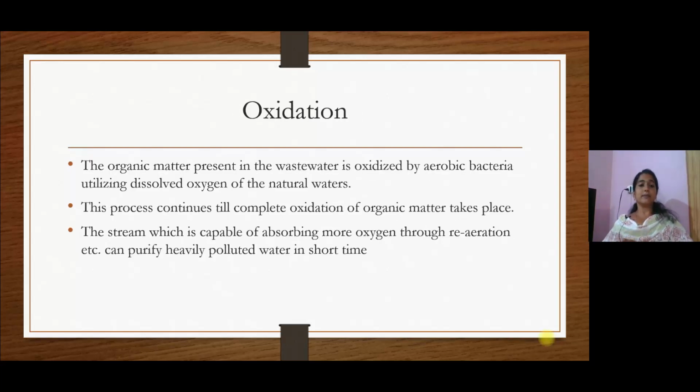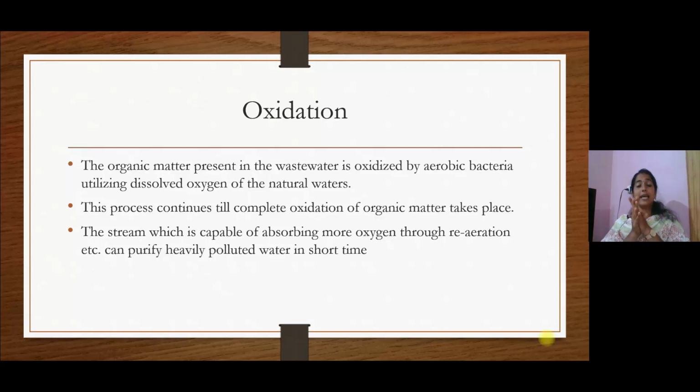Then the oxidation. The organic matter present in the wastewater is oxidized by aerobic bacteria utilizing dissolved oxygen of the natural water. This process continues till complete oxidation of organic matter takes place. The stream, which is capable of absorbing more oxygen through re-aeration, etc., can purify heavily polluted water in short time.